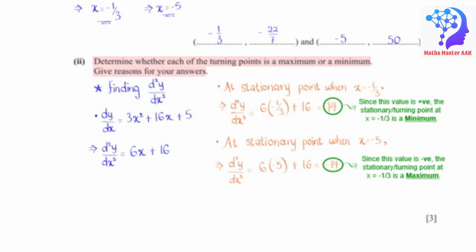With the first stationary point, the x coordinate is negative 1 over 3. And so when we put that into the second derivative, we get a positive value. And so since this value is positive, it means that this turning point is a minimum. At the other stationary point where x is equal to negative 5, we have 6 times negative 5 plus 16. This gives us a negative value. And so since this value is negative, it means that this stationary point is a maximum.